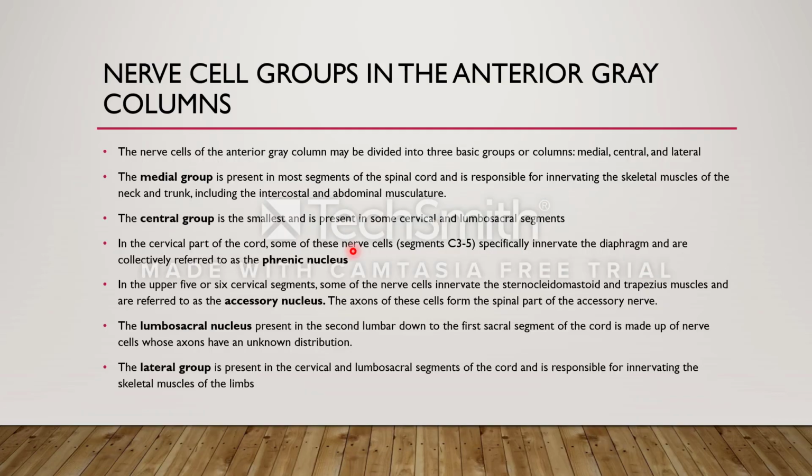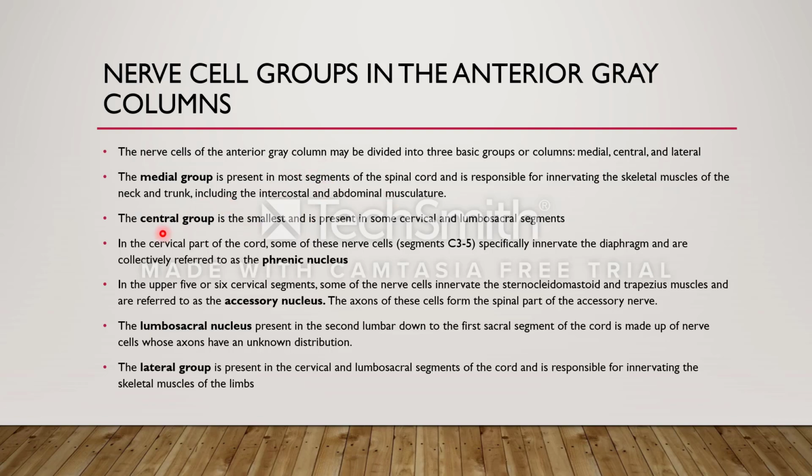So what have we discussed? We have discussed that in the anterior gray column there are three groups. Number one is the medial group, number two is the central group, and number three is the lateral group. The medial group is present in most segments of the spinal cord. So this line is very important, that the medial group is present in most segments of the spinal cord and it is responsible for innervating the skeletal muscles of the neck and trunk, including the intercostal muscles and the abdominal muscles.